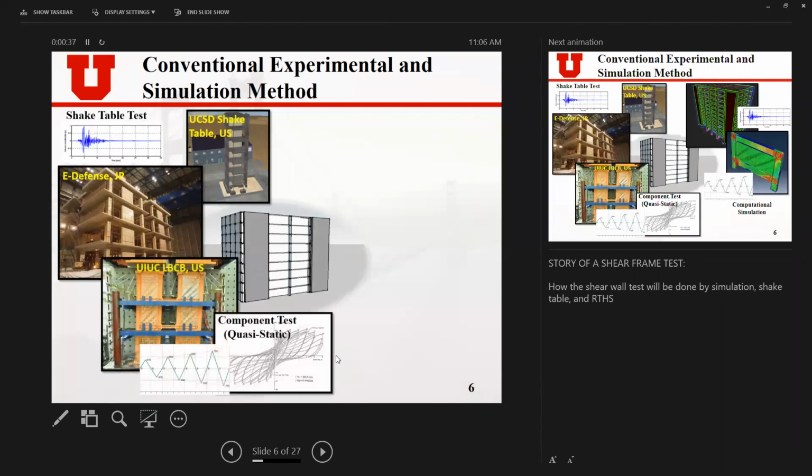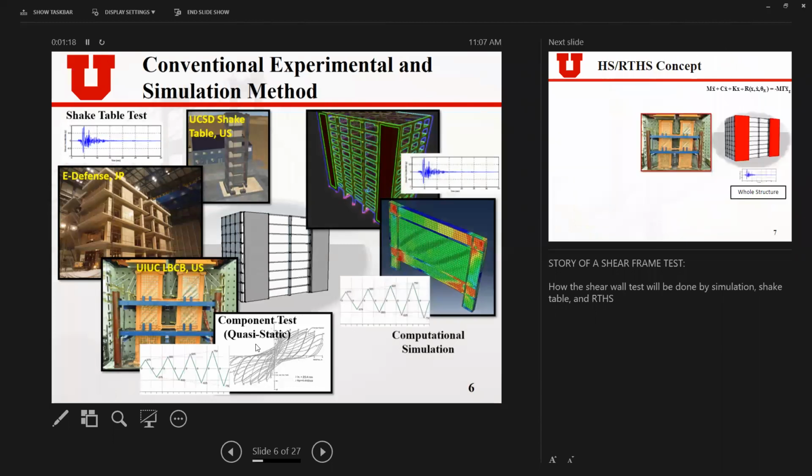Another way to do it is at the component level. If you only want to investigate the shear wall performance under dynamic loading, then you can load the shear wall through a loading system or actuators. These loadings are typically a predetermined path, either in a triangle shape or a sine wave cyclic shape, and this is named a quasi-static test. You can investigate the hysteresis behavior and the detail or damage of the tested component at the component level.